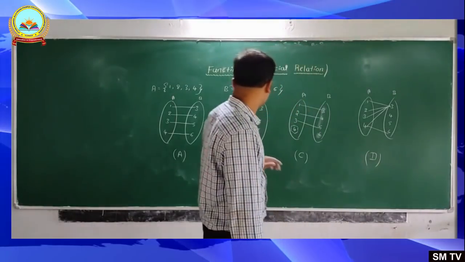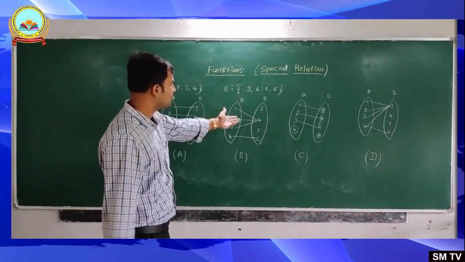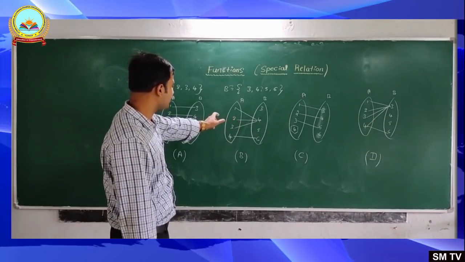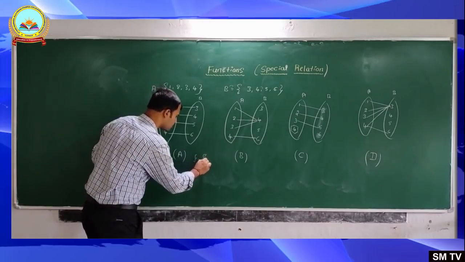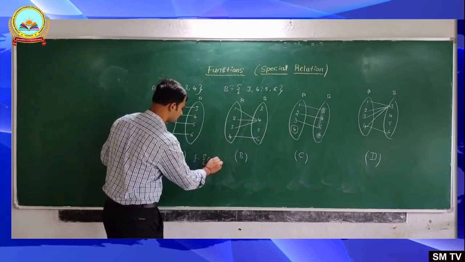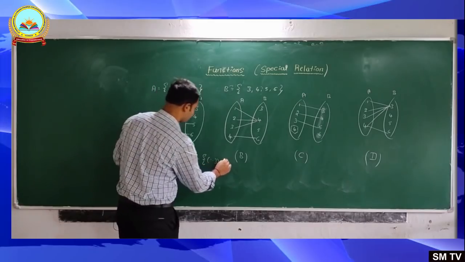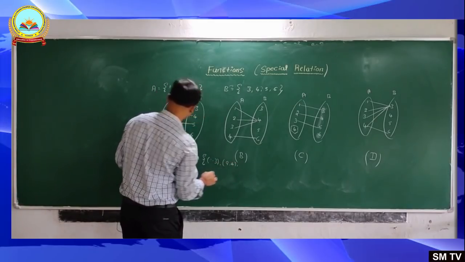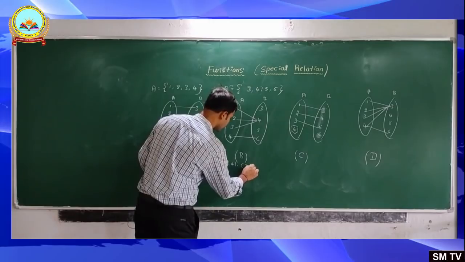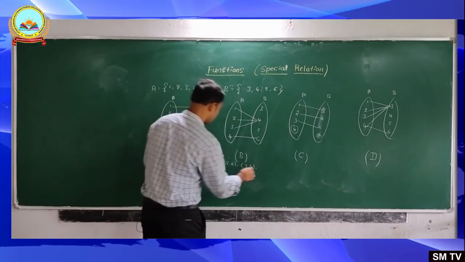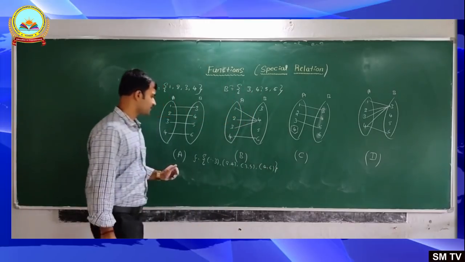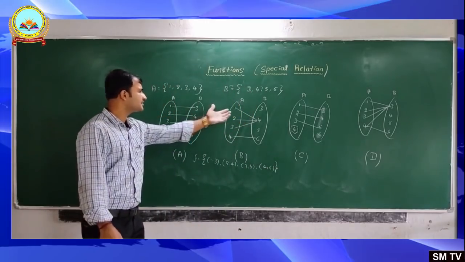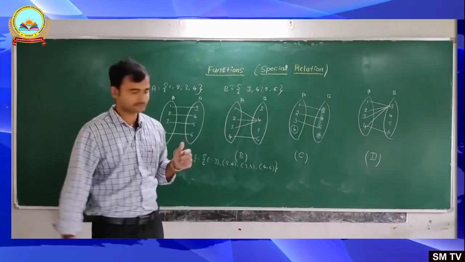Okay, so these are the examples for functions in arrow diagram form. This same arrow diagram form can be written in roster form also. This will be (1, 3), (2, 4), (3, 5) and (4, 6). Okay, so this is roster form and this is arrow diagram form.